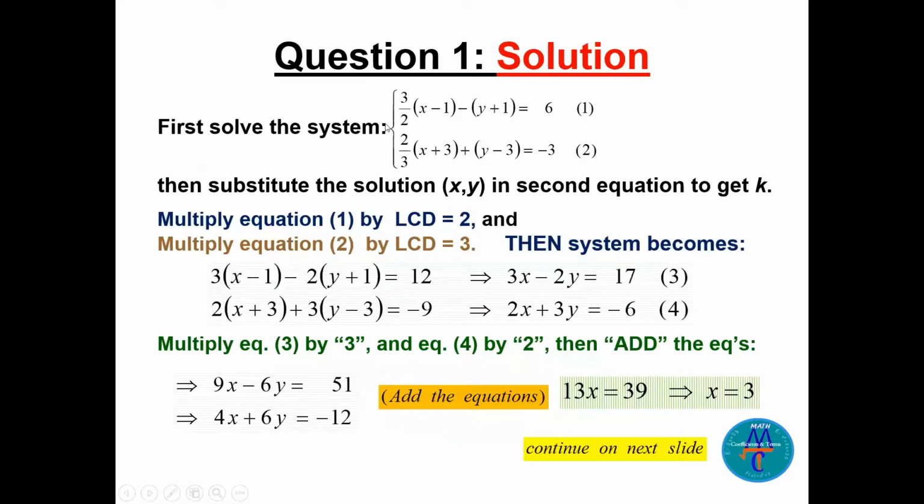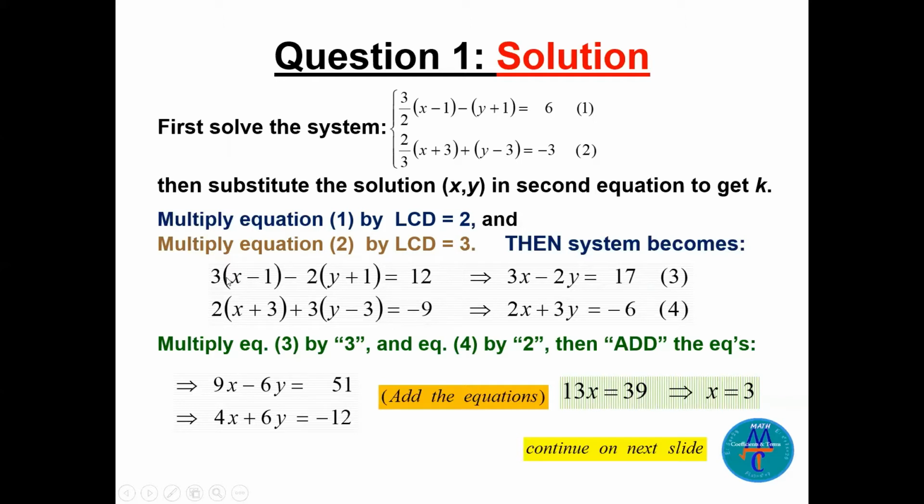So I can start with the linear system. I call this equation 1 and equation 2. All right, so I multiply by the LCD in the first one, 2, both sides, and then I multiply in the second equation by 3. So I would get in the first equation 3 times x minus 1 minus 2y plus 1. 6 times 2 is 12 here. Now down I multiply by 3, so it will be 2x plus 3 plus 3y minus 3 is equal to minus 9.